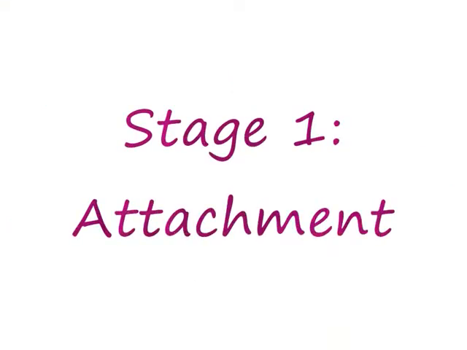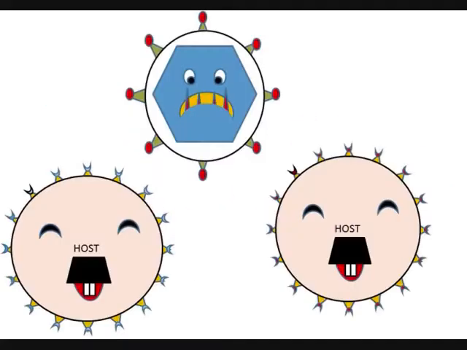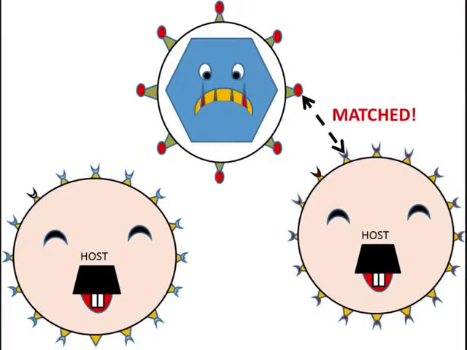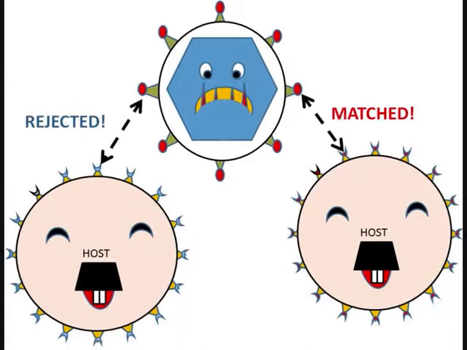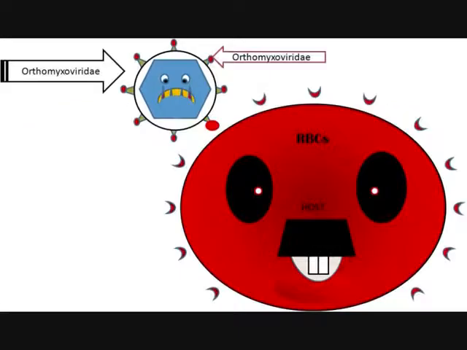Stage 1. Attachment. Attachment is termed as the specific binding of the attachment site of virus on its host cell receptor site. This process is highly specific and works just like a lock and a key. Enveloped viruses, Orthomyxoviridae for instance, have protein spikes, namely hemagglutinin (HA) and neuraminidase (NA). Hemagglutinin binds specifically to red blood cells, causing infection.